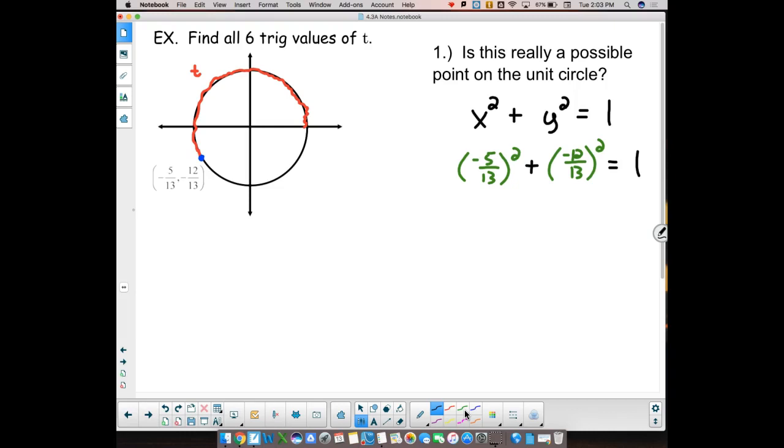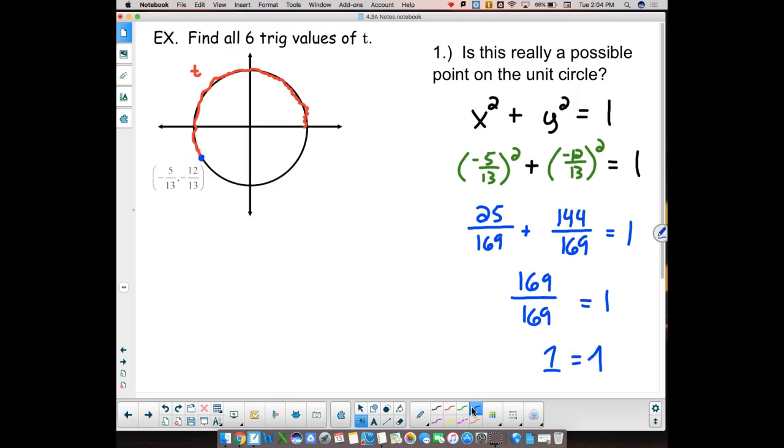What's negative 5 times negative 5? 25. What's 13 squared? 169. What's negative 12 squared? 144. What's 25 plus 144? 169, right? And what's 169 divided by 169? 1. So is this point on the unit circle? Yes, this point is on the unit circle.